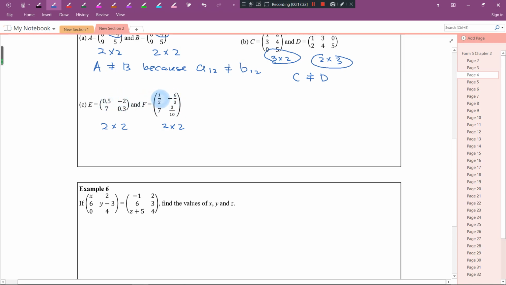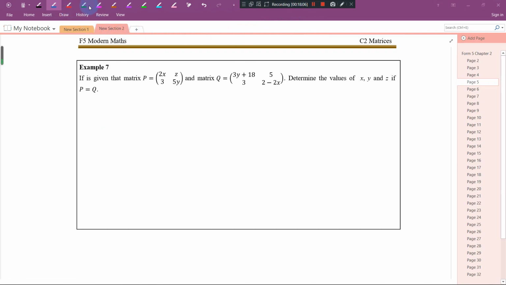0.5, same value as 1 over 2. -2, same value as -6 over 3. And here the same thing, 7 equal to 7. 0.3 is actually same value as 3 over 10, right? So they have the same order, and also their corresponding elements are equal. Therefore, E is equal to F. They are equal matrices.